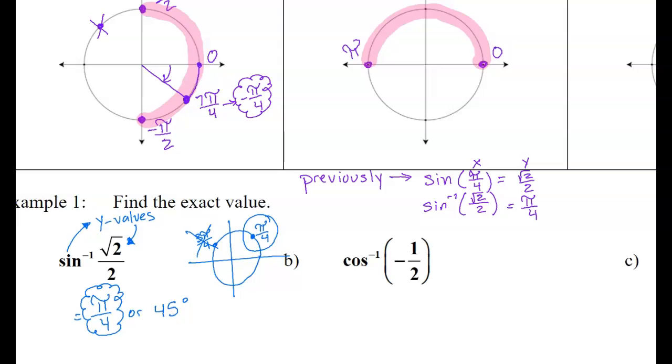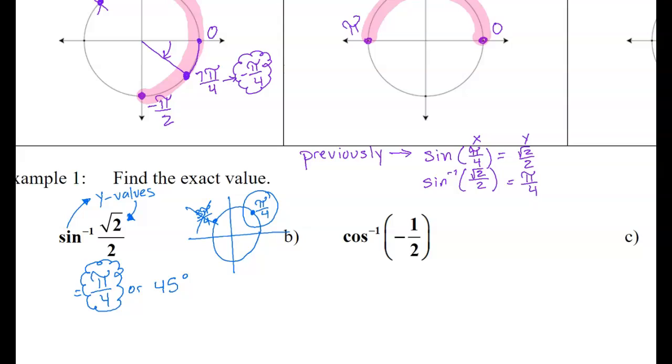Let's do it again. Cosine, inverse of cosine. So this time we're not looking for y value. This time we're looking for x value. We're looking for x values on our unit circle that are negative 1/2. Where on our unit circle do we have an x value of negative 1/2? There should be two angles.